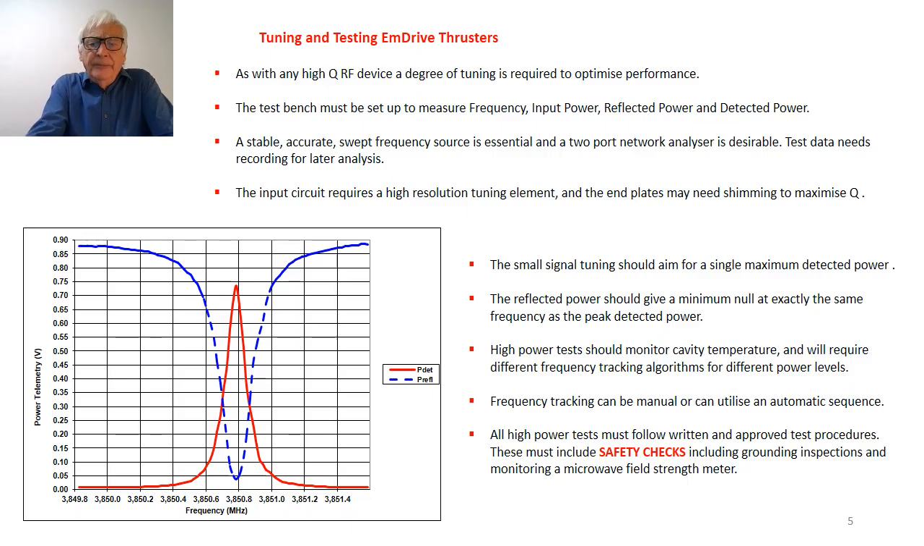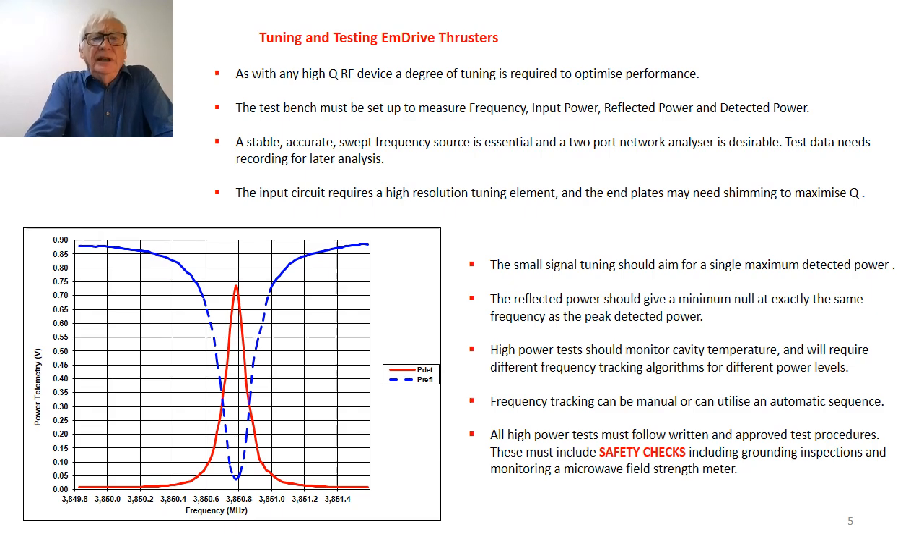You need a microwave test bench. It must be able to measure frequency, input power, reflected power, and detected power. The heart of this test bench is going to be a stable, accurate, swept frequency source, and all measurements should be done using a two-port technique. And if you actually have a two-port network analyzer available, then this is a very useful piece of equipment to use. Of course, you need to record your test data for later analysis.